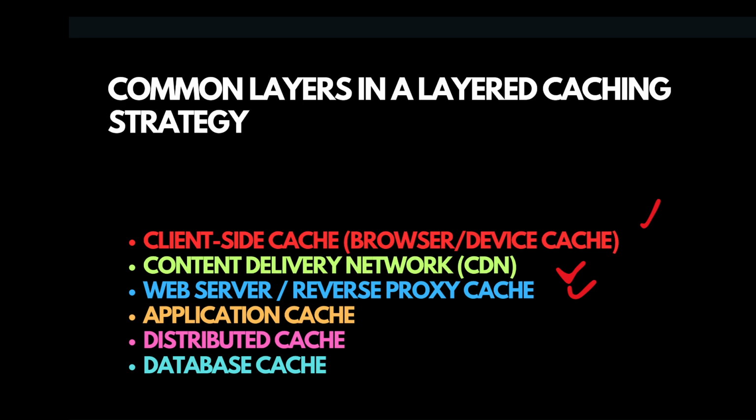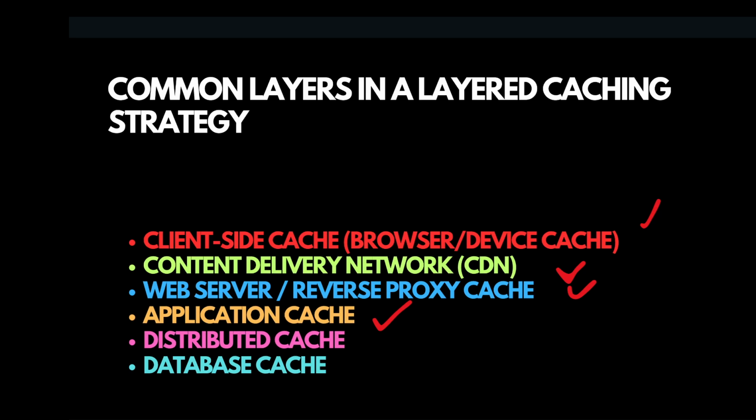Three, we have web server or reverse proxy cache. What it caches: full page HTML, API responses, and frequently accessed dynamic content that is common across users. Where it lives: on your web server or dedicated reverse proxies, often in front of your application servers. The pros of it: reduces load on application servers, and is faster than hitting the app or the database. The cons of it: it can be difficult to invalidate for highly dynamic content.